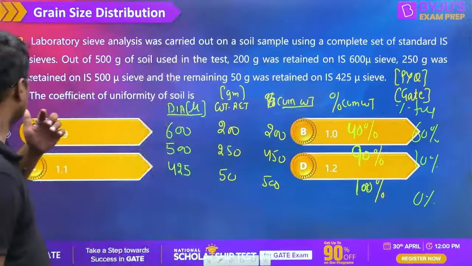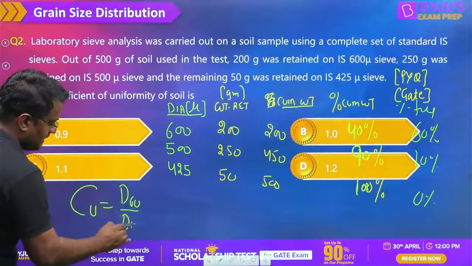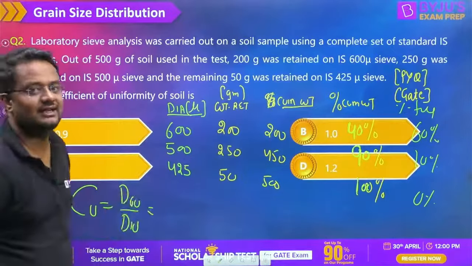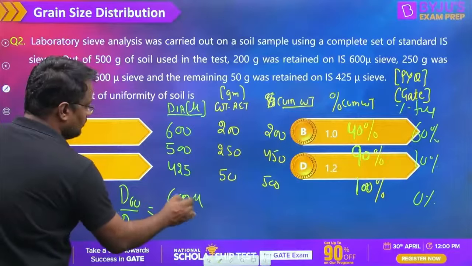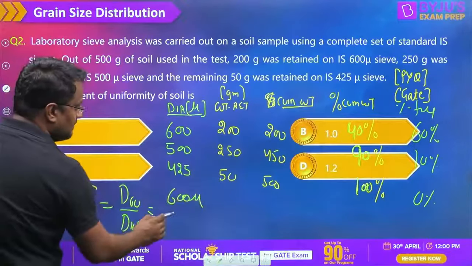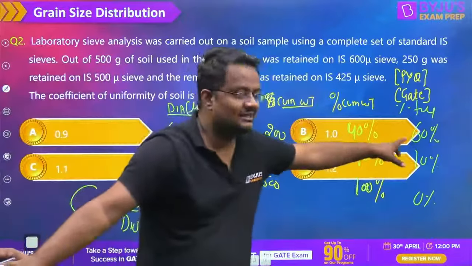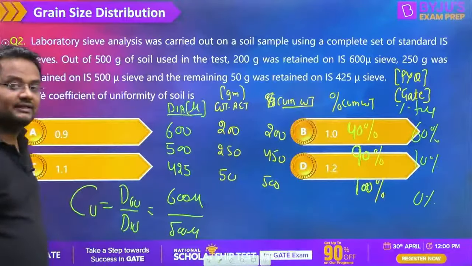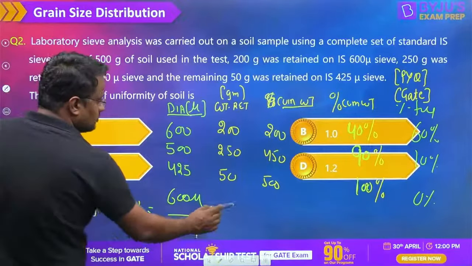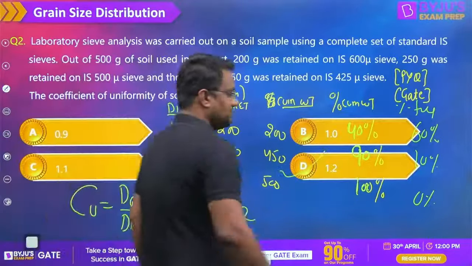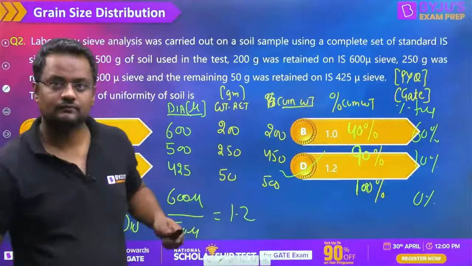Okay, what have they asked? Cu. See, D60 here we got. I told you, in the exam they will give data so that D60 can be obtained. That is 600 micron, below which 60% particles are there. Below 10% particles is 500 micron. Even if the data is such that 60 and 10 do not come directly, then in that case we will do interpolation. So here it will be 1.2. That is option D. Everyone got it?